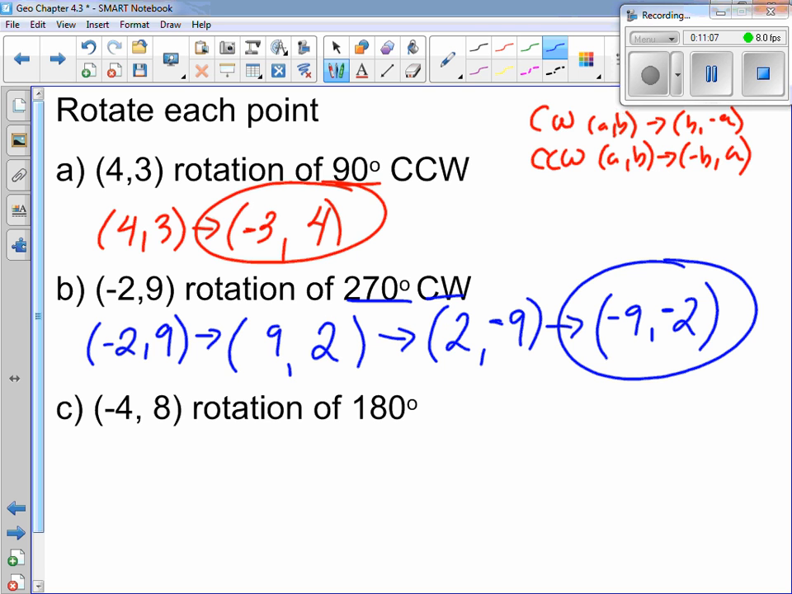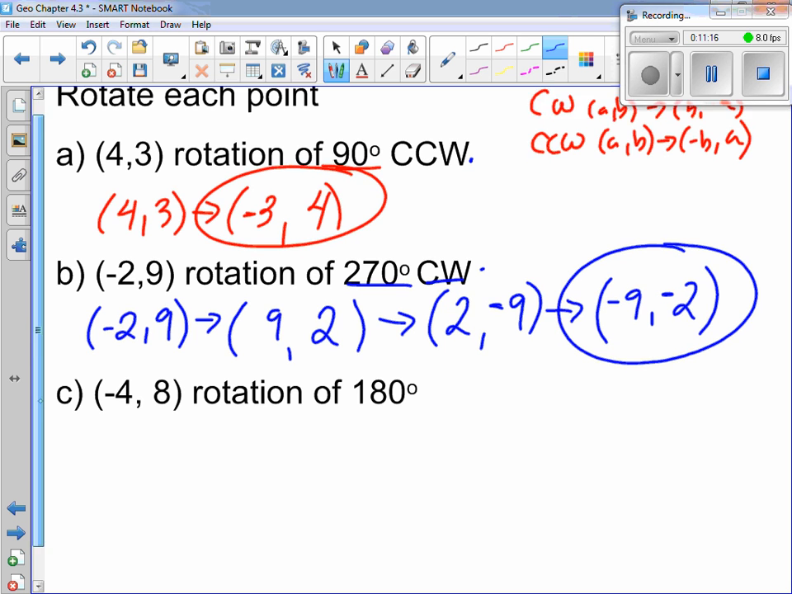This is why a lot of times textbooks will never show clockwise. They'll just stick with counterclockwise because we can really get that direction. We can get it all with one.